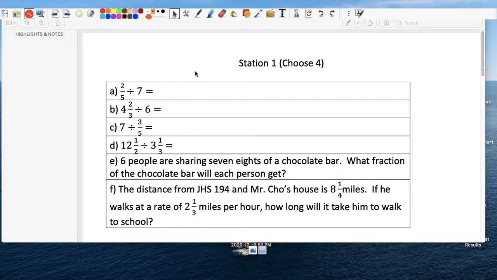Let's start this. Hopefully you were supposed to pick any four, but I'll do all of them. 2/5 divided by 7. I'll put this over 1, and then 2/5 times 1 over 7. So we get 2 over 35.